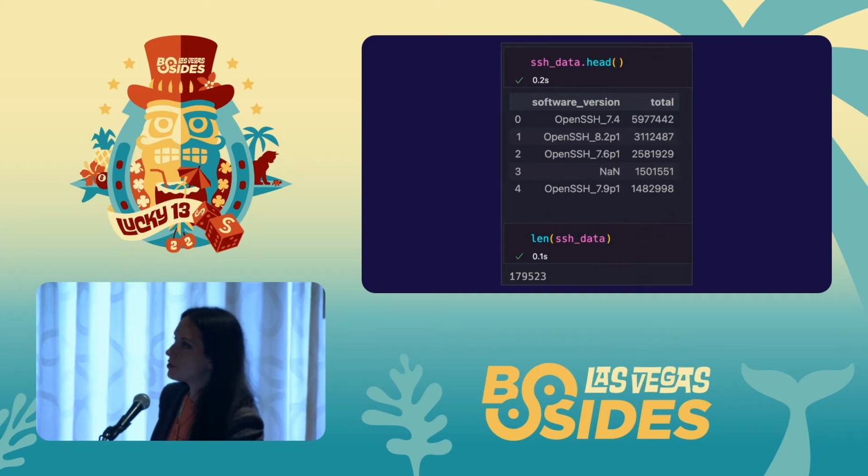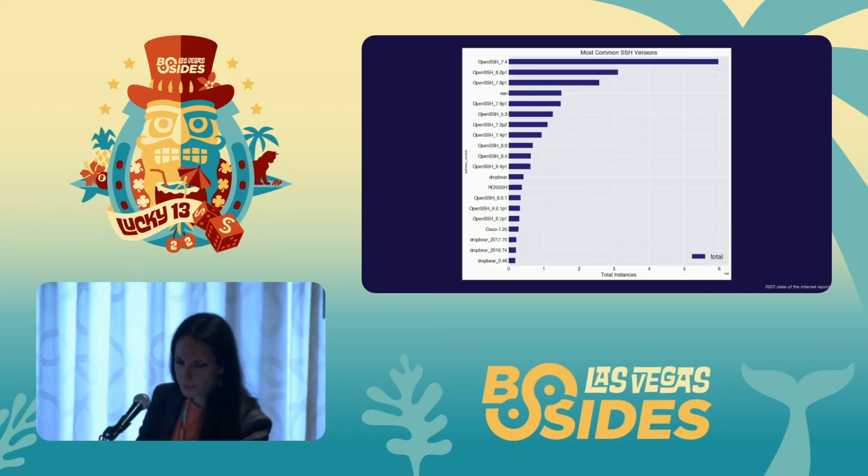With the total number of observations of it that we see in the right column. And if you see at the bottom of the slide, we apparently see 179,000 different flavors of SSH, which, again, I'm not an internet measurement expert and certainly was not at the time, but that seems a little weird to me. So remember that. We'll look at that a little later.